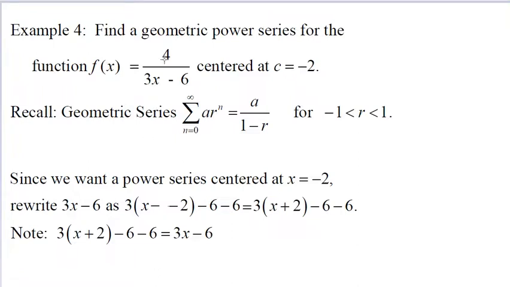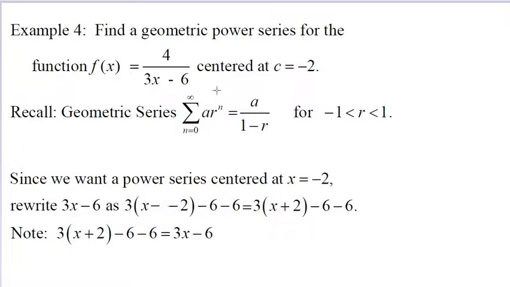We have the function 4 divided by 3x minus 6, and we want to find a geometric power series representation for this function, centered at negative 2. Meaning we want a power series such that for values near negative 2, to the left of negative 2 and to the right of negative 2, the function and the power series are the same.